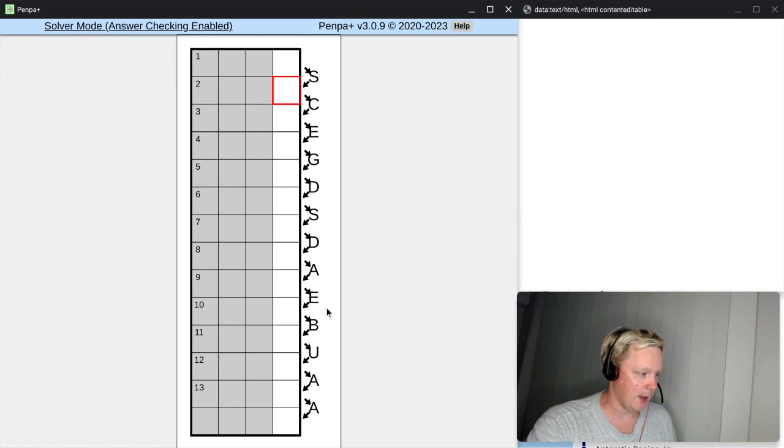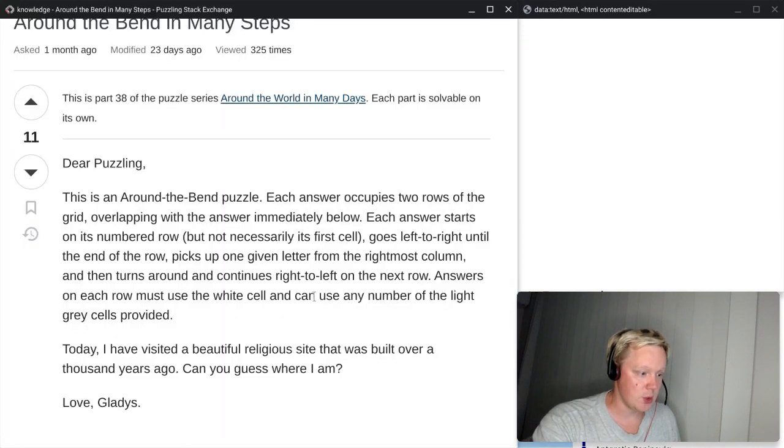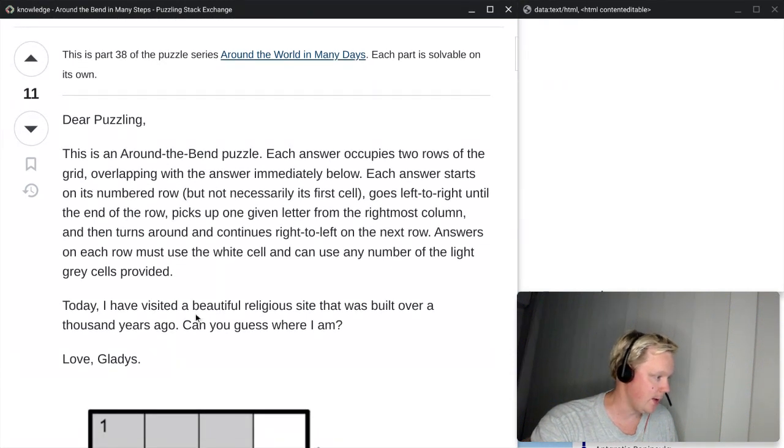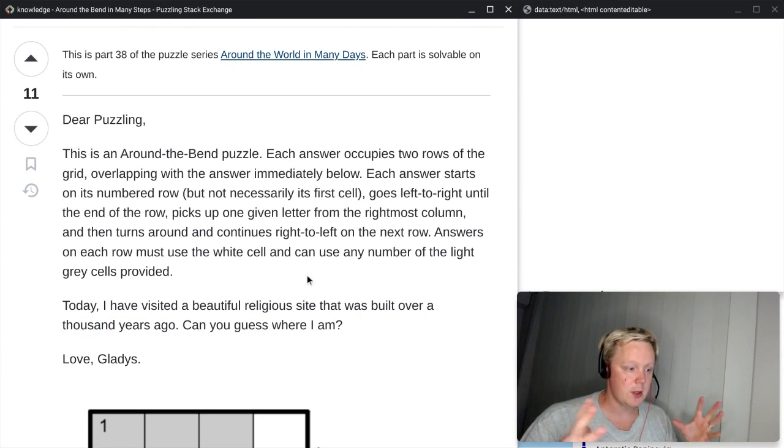So let's read what destination we are looking for in the puzzle this time. So today I have visited a beautiful religious site that was built over 1,000 years ago. Can you guess where I am? Love, Gladys. So some old religious site is going to be our final answer here. So this is going to be pretty straightforward, I think. Only one puzzle this time, and that's just this crossword.